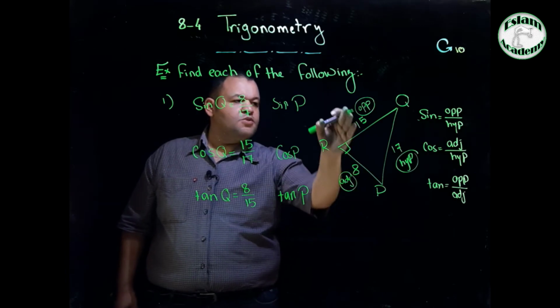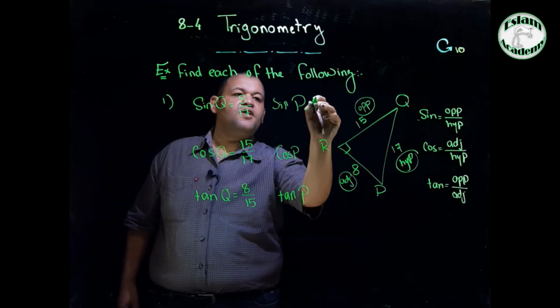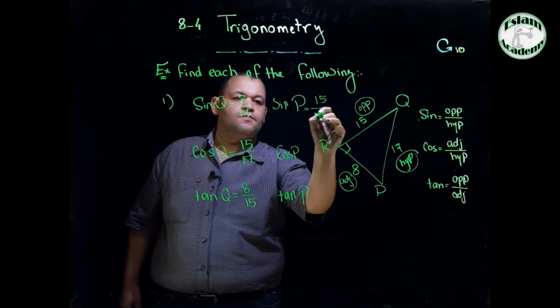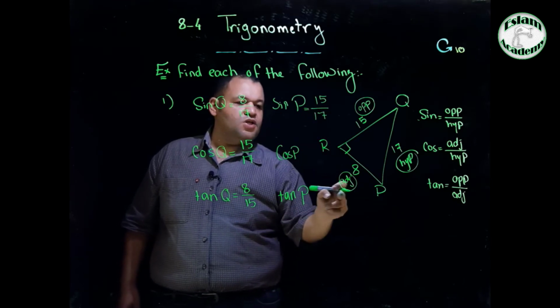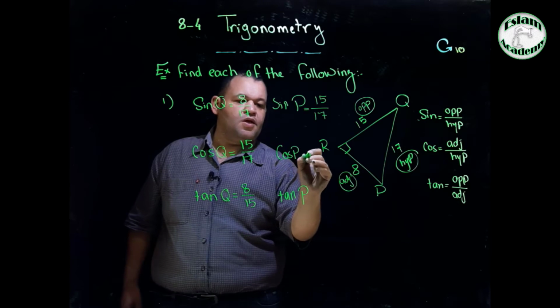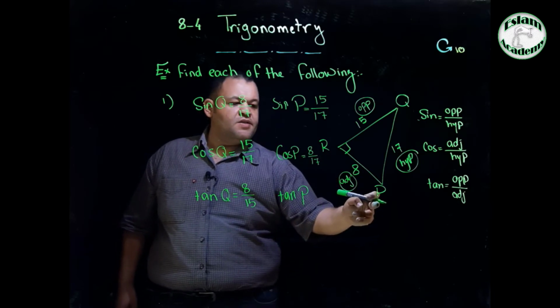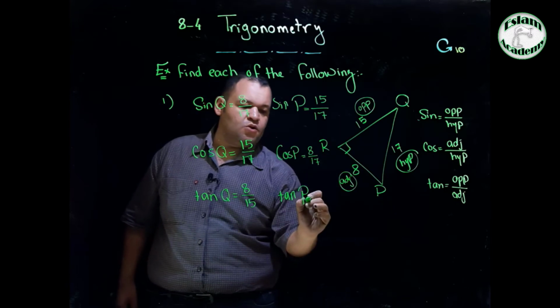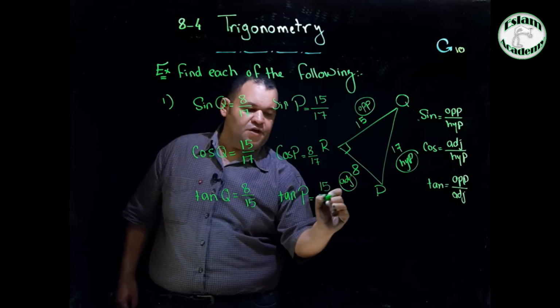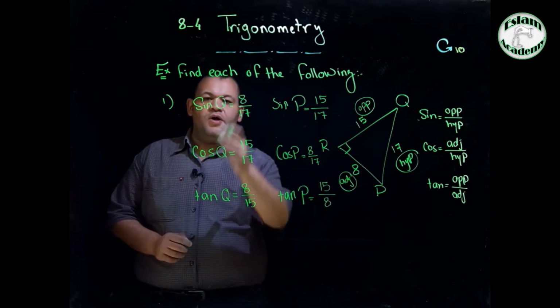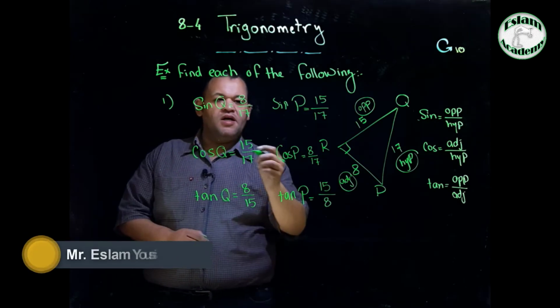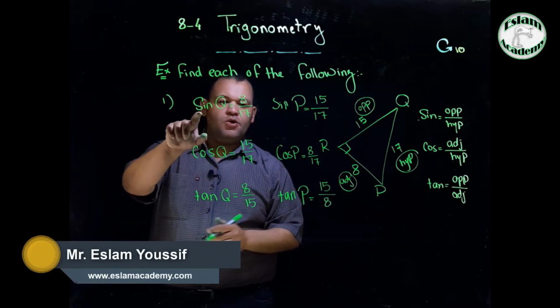Now we need to find sine P, which is the opposite over the hypotenuse, so it will be 15 over 17. Cosine P, which is the adjacent over the hypotenuse, so it will be 8 over 17. If you need to find tan P, it would be the opposite over the adjacent, so it will be 15 over 8.